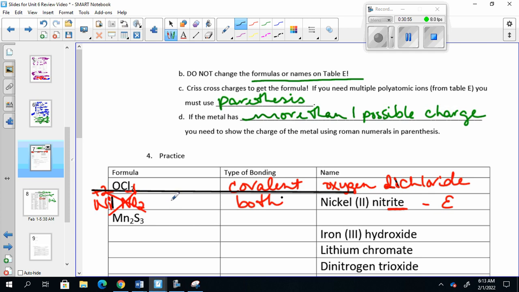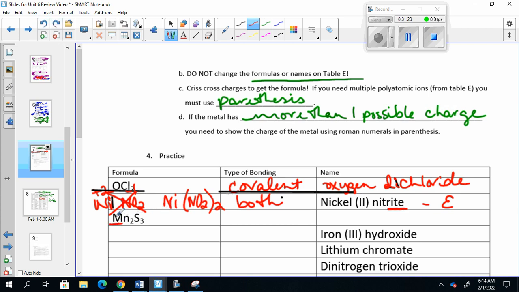I crisscross those charges. So I get Ni, just one of them. Sorry, I'm not sure why I'm getting that. Let me erase this, give myself a little more room. Okay, 1 Ni. And then I need 2 NO2s. So I'm going to put NO2 in parentheses and a 2 after it. So that's showing I need 2 NO2s. Okay, next one, Mn. I don't know why I keep getting those black lines. Go away. All right, Mn.